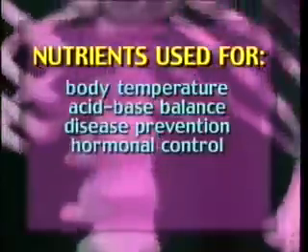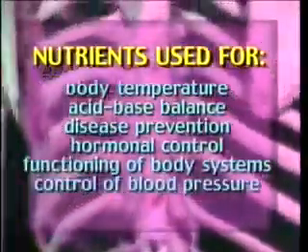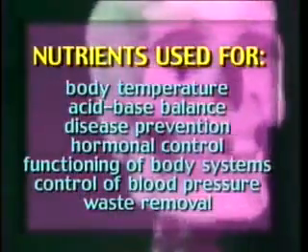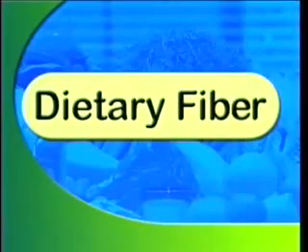Otherwise, calcium deficiencies may lead to poor bone formation and bone weakening conditions, such as osteoporosis. As well as needing calcium every day, other nutrients are also essential for ossification and bone growth. There's so many ways in which we use nutrients in our body. Although we are covering the major processes here, it's important to know that we also need nutrients to interact for the regulation of a range of body processes. Body temperature, acid-base balance, disease prevention, hormonal control, functioning of body systems, control of blood pressure, waste removal, and many more processes also use a variety of nutrients in combination.